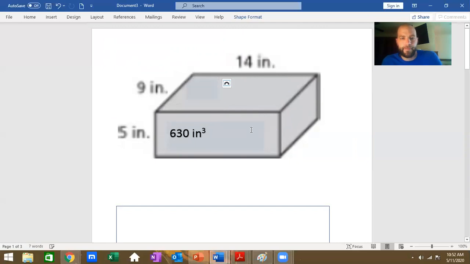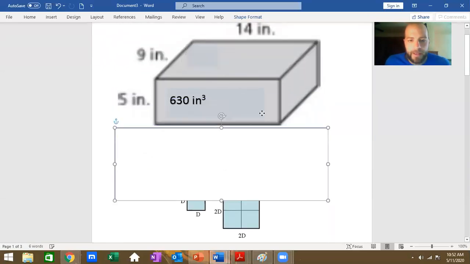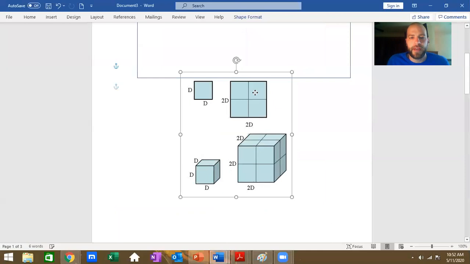All righty. So remember, this top one is two-dimensional, that's area. The bottom one is three-dimensional, that is volume. Why? Because volume has depth to it. It's something that, you know, you could fill the inside of it. Area doesn't, it's just flat.